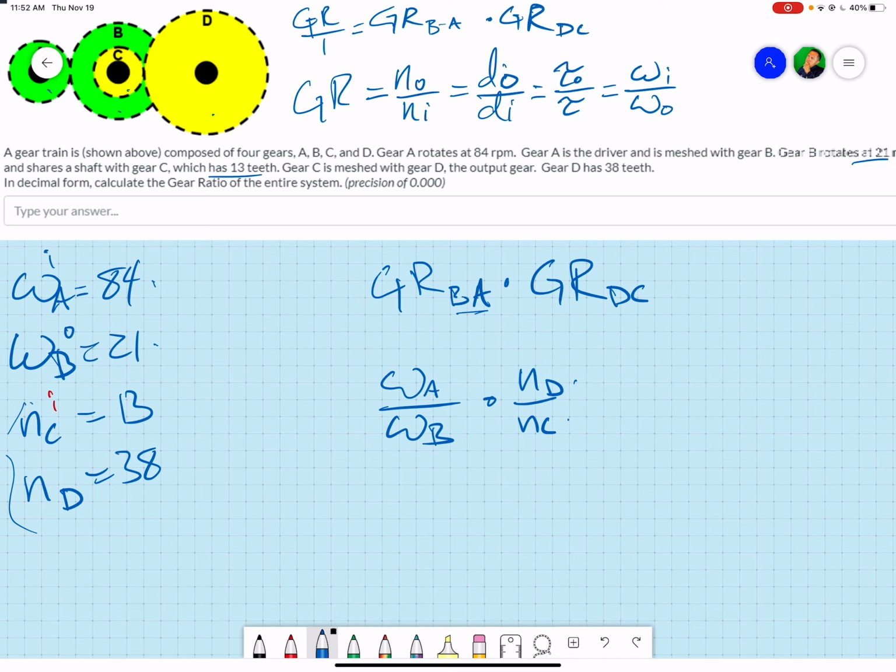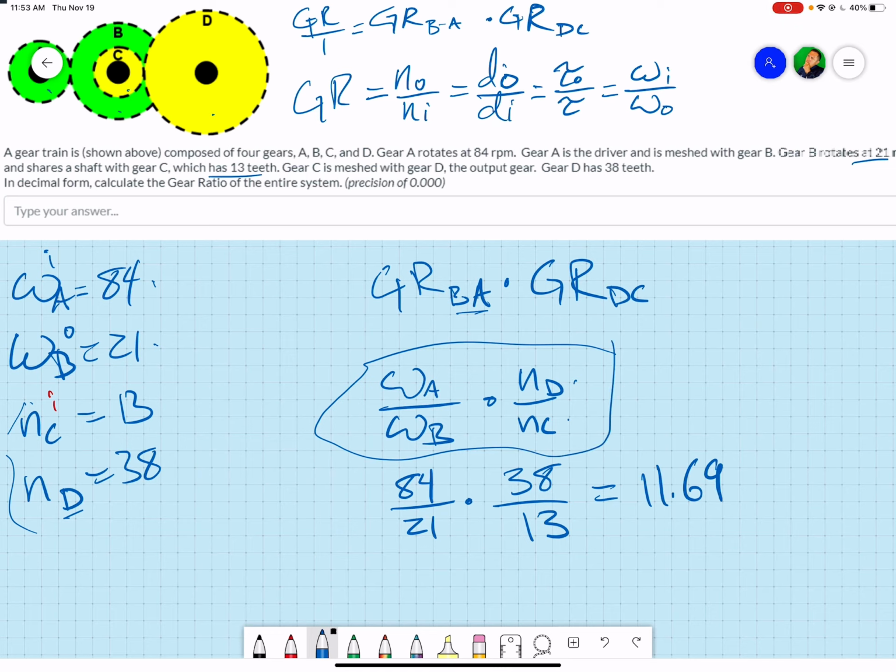So we have omega A, 84, divided by 21, multiplied by teeth D, which is 38, divided by teeth C, which is 13. So multiply them out. We get 84 times 38 divided by 21 divided by 13, and my answer will be 11.69. All right, your numbers will be different, but it'll be based off the same steps. There you go.